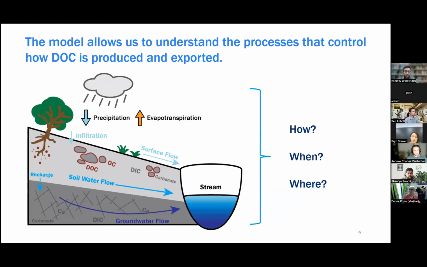By simulating the different reactions that produce and consume dissolved organic carbon and how water moves through the subsurface, we can use our model to answer a couple questions like how, when, and where DOC is produced in the subsurface, and how, when, and where DOC gets exported or carried into the stream.